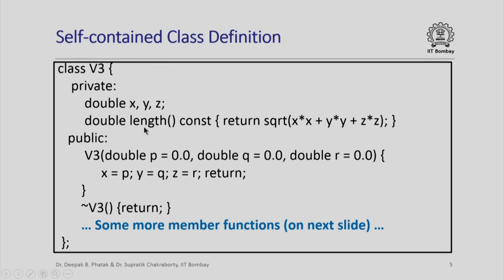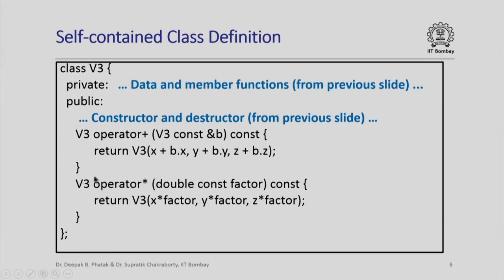But note that this private member function is completely defined within the definition of the class V3. Similarly, the constructor function and the destructor function are completely defined within the definition of the class V3. I have actually written down the exact instructions that are going to be executed in this constructor function, in this destructor function, in this length function. The exact definition of the function, exactly what instructions are going to be executed, have been specified within the class V3.